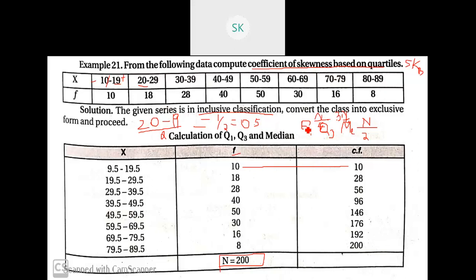You will have to solve this problem and send me the answers on WhatsApp. I want the answers for Q1, Q3, median, and then find skewness, Bowley's skewness, SKB. I want the answers for all of these four separately. We will discuss the answers tomorrow once you give me your answers. I hope this question is clear. Does anybody have any doubt here?